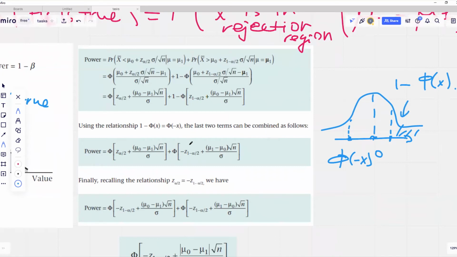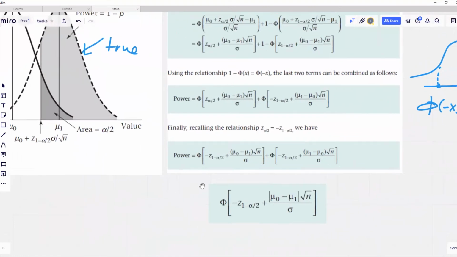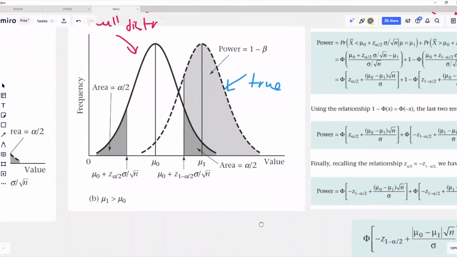Okay, now replacing this term by the CDF at minus this value here. So writing this term as mu one minus mu naught, and then replacing the z alpha over two quantile with the one minus alpha over two quantile, we'll get the following expression for power. Okay, now let's take a look here.